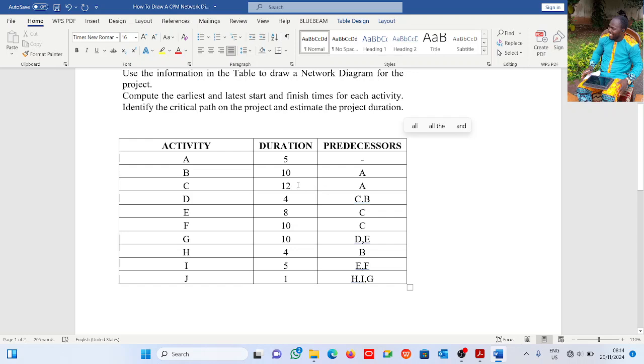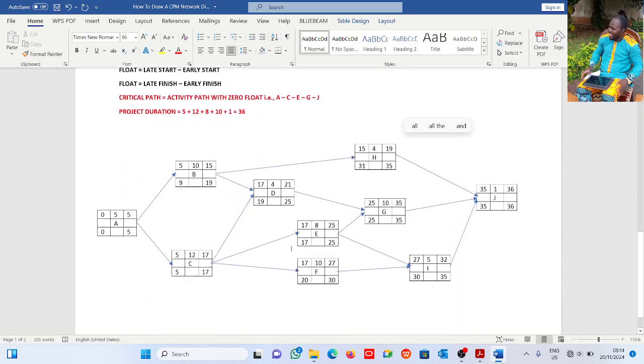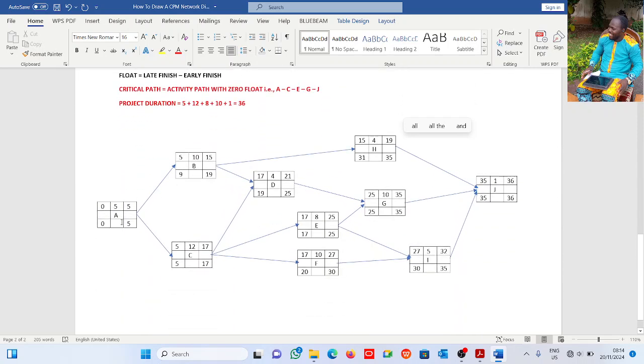It means both: A comes before B, A comes before C. Let's see what we have here. This is activity B, which has A as predecessor coming before it. Activity C also has A as predecessor coming before it. I hope that is clear. They have durations of 10 and 12.